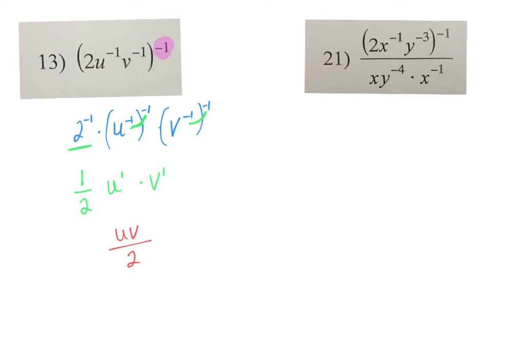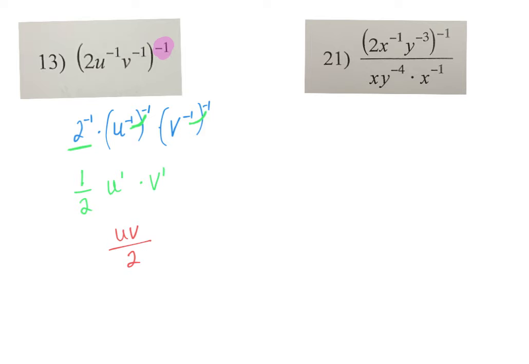Look at the next one. We have group on top, 2x to the negative 1, y to the negative 3, all to the negative 1, over x, y to the negative 4th, x to the negative 1. All right, so if I look at this one, I am going to do the group individually on top first, and then I will worry about combining top to bottom.